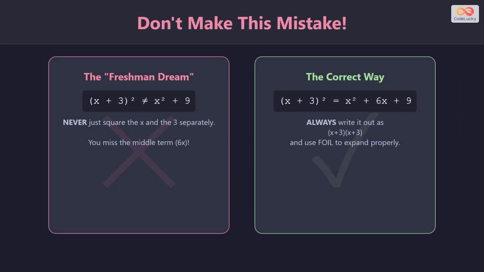A very common mistake beginners make is distributing the exponent. They see (x plus 3) squared and simply write x squared plus 9. This is incorrect because it misses the middle term. Always remember to write out the binomials side by side and expand them properly to include the middle term.